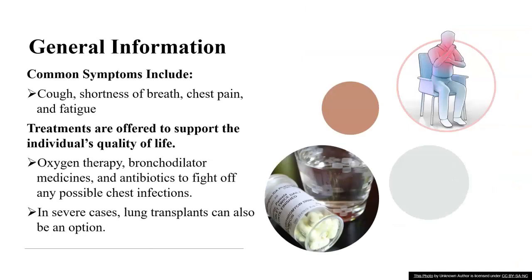Some more general information. The common symptoms include cough, shortness of breath, chest pain, and fatigue. Treatments are offered to support the individual's quality of life, but there is no cure for silicosis simply because lung damage cannot be reversed. The treatments include oxygen therapy, bronchodilator methods, and antibiotics to fight off any possible chest infections. In severe cases of this disease, lung transplants can also be an option to better the life of the individual.